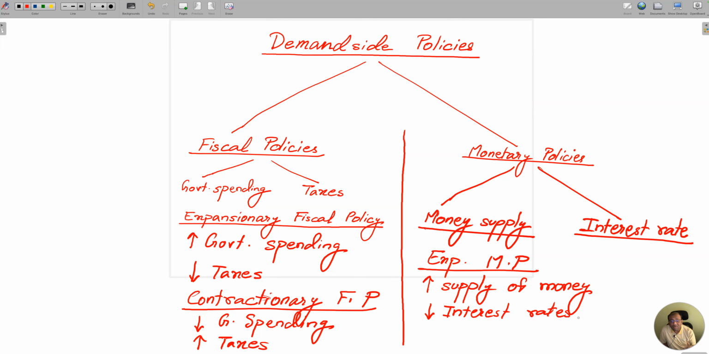Whereas when the interest rates reduce, the very obvious consequence would be that more and more people would be interested in taking loans, and likewise businesses would also be keenly interested in taking loans and investing, and that in turn would lead to an increase in aggregate demand.